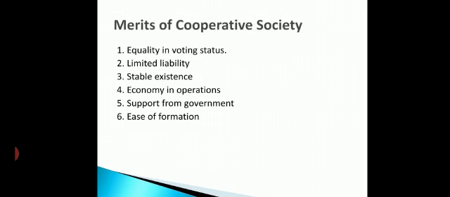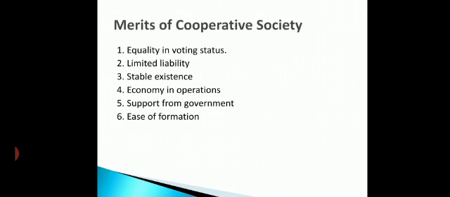First one is equality in voting status. There is one principle of cooperative society, that is one for all and all for one. Like that, they have one principle related to voting, that is one member, one vote, irrespective of whatever shares they hold, they get only one vote. Second one is limited liability, that is, the liability of a member of a cooperative society is limited.